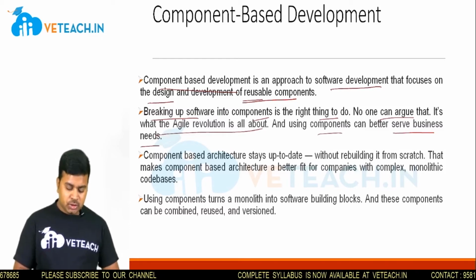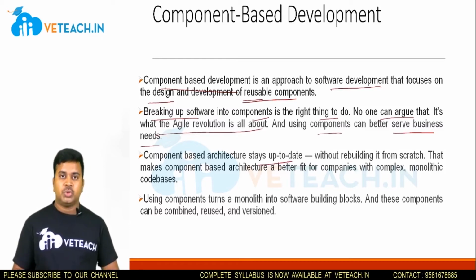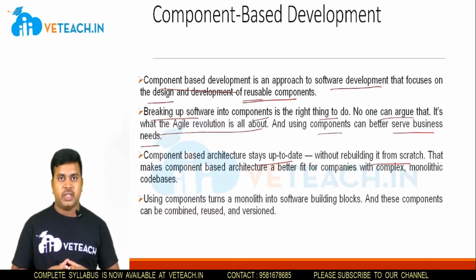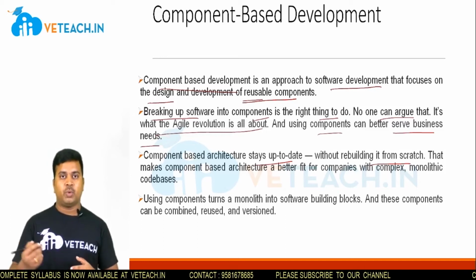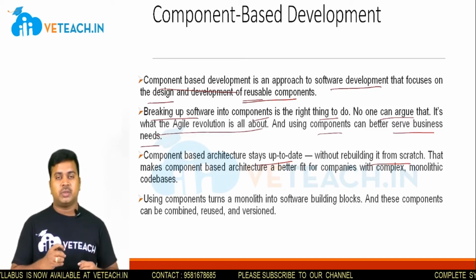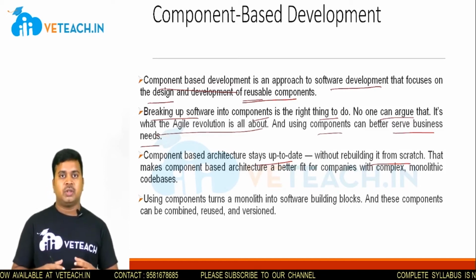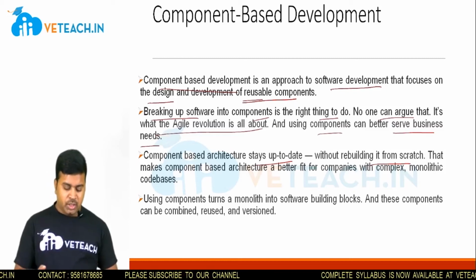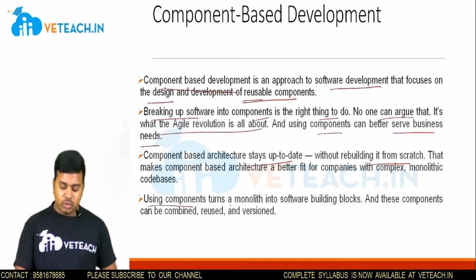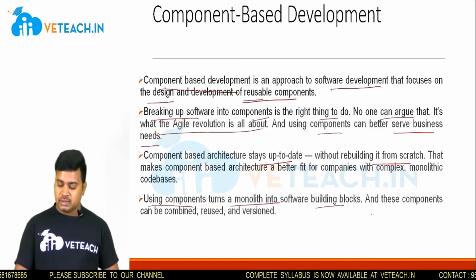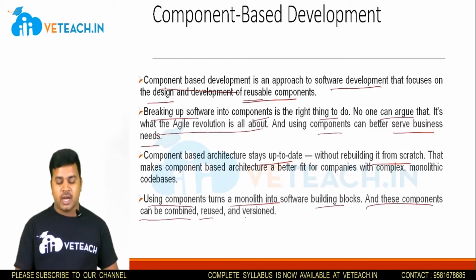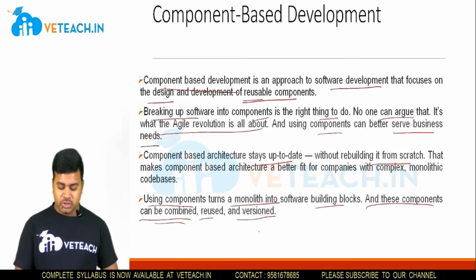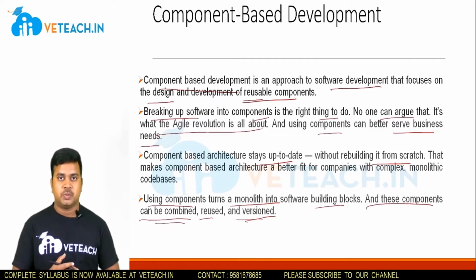And third point, component based architecture stays up to date without rebuilding it from scratch. Why? Because we are dividing the software into different components. Whenever this component is required at some point of time in another project, you can directly access that particular component and use it there. Instead of starting from scratch, you can use that particular feature in any other new project. Using these components turns a monolith into software building blocks, and these components can be combined, reused and re-versioned, so they can be used for any kind of purposes in the software.